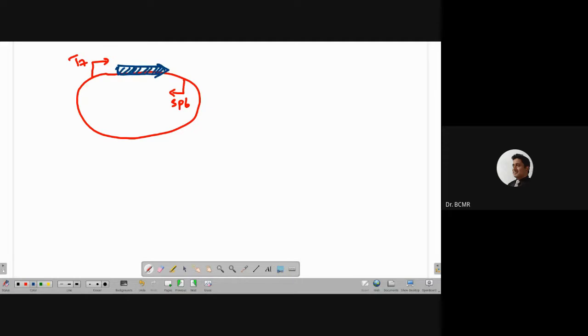Now the idea is I want to make an RNA probe. How to make a probe? And I want to also see the radiolabeling in this. How to do the radiolabeling? Anybody want to try?